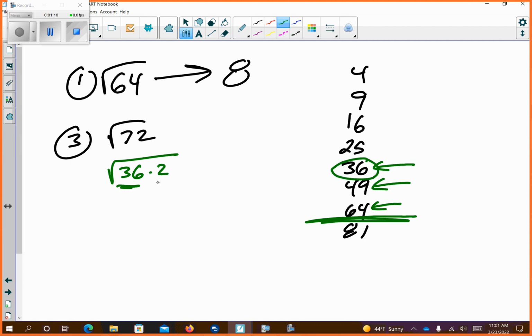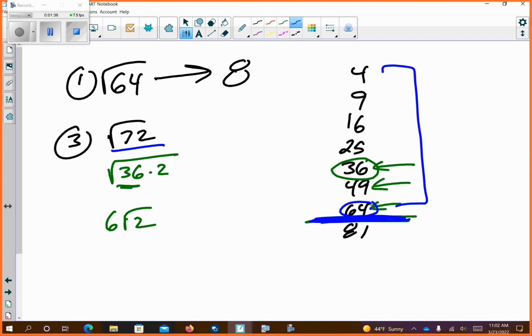So what's the square root of 36? 6 root 2. Done. What else could I help you with? How did you do that? Well, I have my perfect squares, and I figure out where my number's at. 72 is down here, and I work my way up.